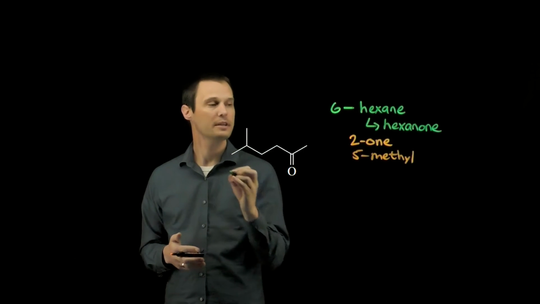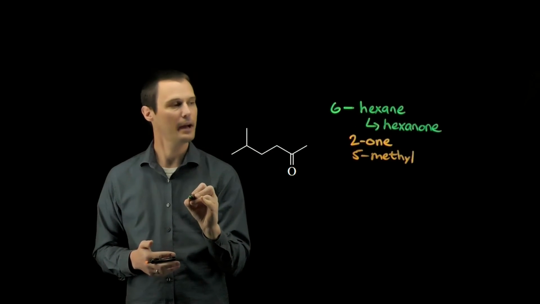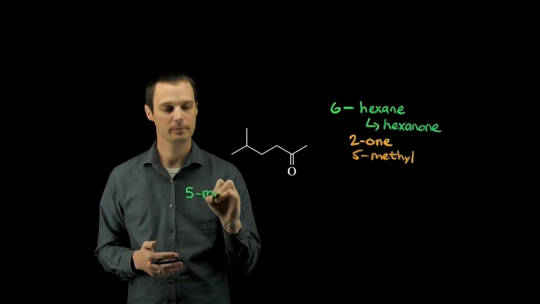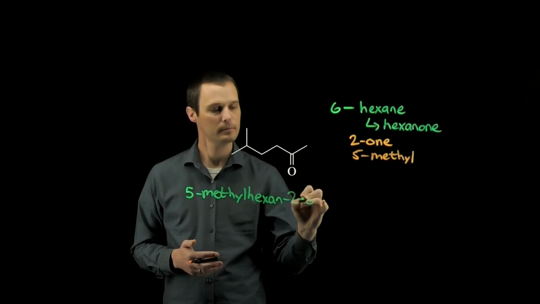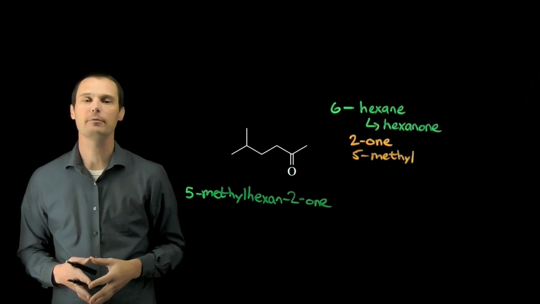We can then put this all together to come up with the IUPAC name. The IUPAC name will be 5-methylhexane-2-one. This is the IUPAC name for this molecule.